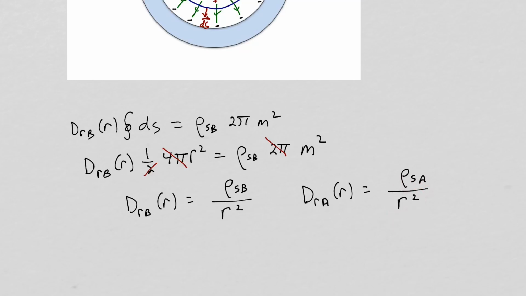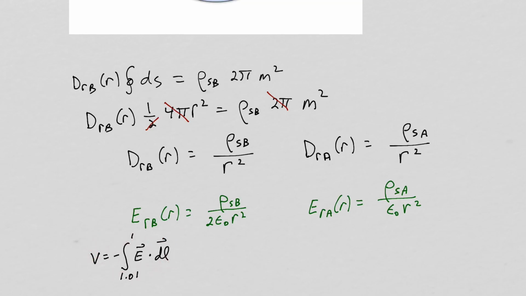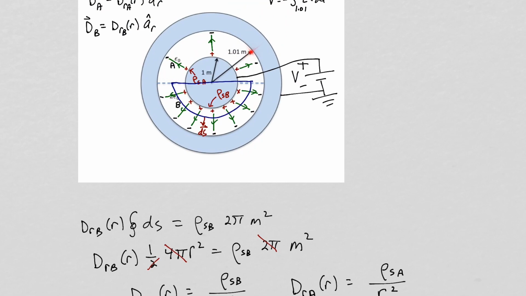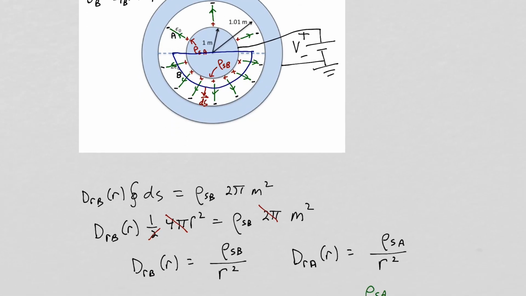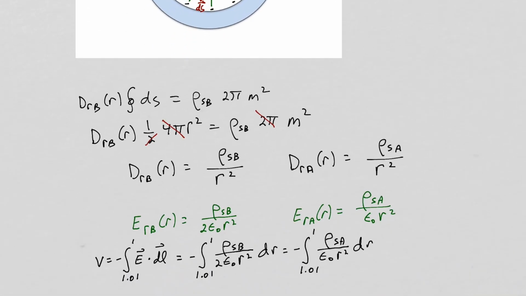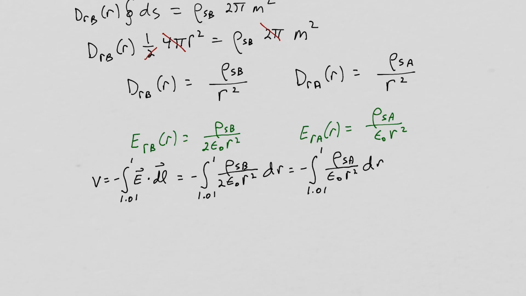Dividing our electric flux density fields by the permittivities in the two regions, we can get the electric field intensities in the two regions. The voltage between the two conductors is minus the integral of E dot dl from r equals 1.01 to r equals 1. Whether we integrate through material B or through material A, we have to get the same result. So you can conclude that rho sub SB over 2 must equal rho sub SA. Let's perform this integration to get the potential in terms of rho sub SA.